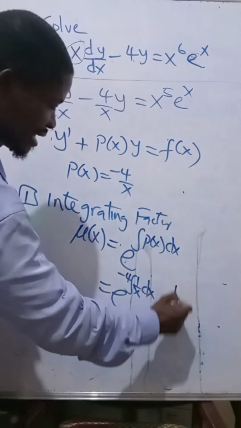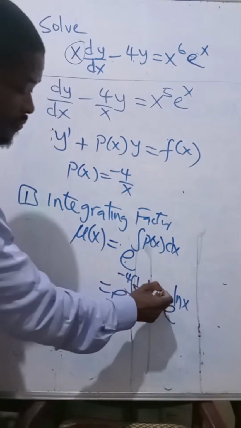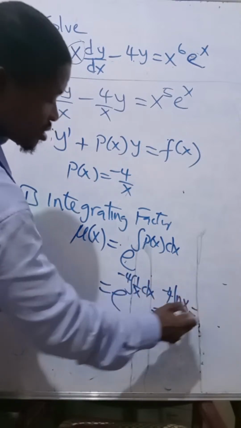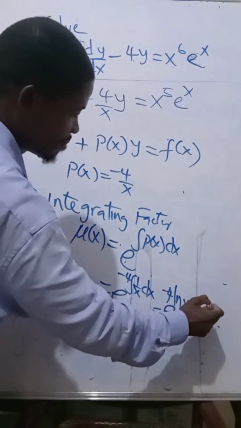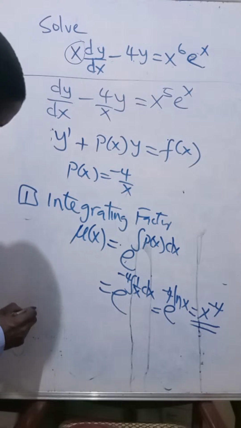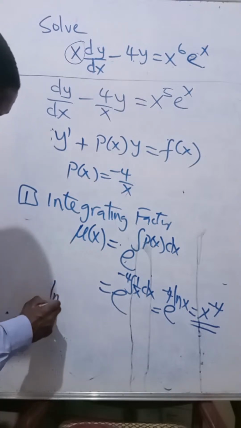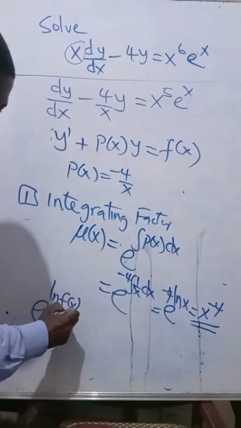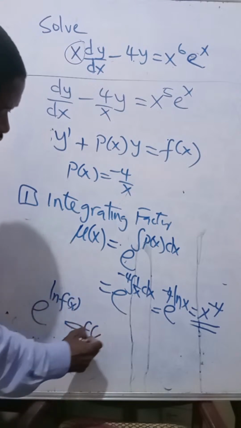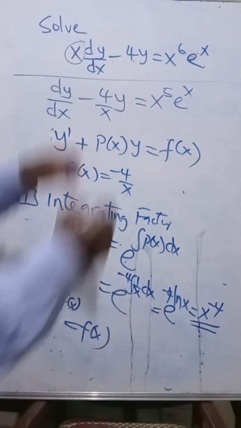The integral of 1 over x is the natural logarithm of x. And don't forget your minus 4. That will be equal to x to the power minus 4. I will buttress that. Anytime you have e to the power of the natural log of a function, it's going to be that function. It's going to be f of x. So that's that in this case.